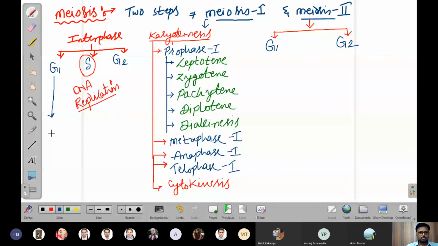DNA, right? Now here, 23 plus 1. In the S phase, what is the number of chromosomes? 46. And the number of DNA? 2.